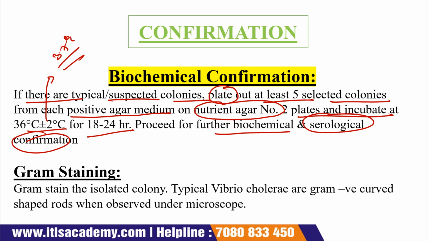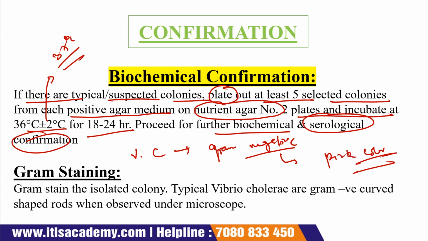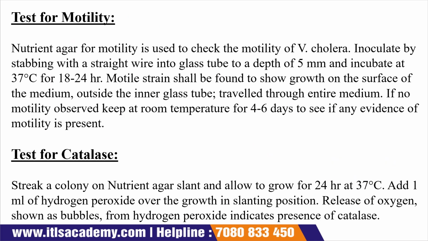The first biochemical confirmation is your gram staining. Obviously, we all know that Vibrio cholerae are what? They are gram negative bacteria. So I already told you it will give a pink color colony. Now, gram stain the isolated colony: typical Vibrio cholerae are gram negative, curved shape, round when observed under a microscope. Then test for the motility.